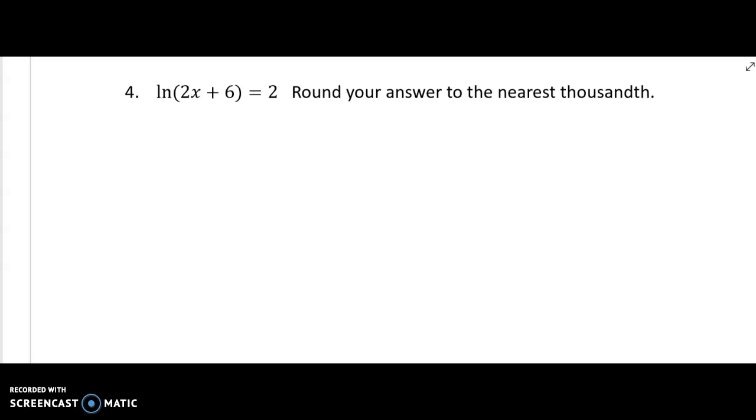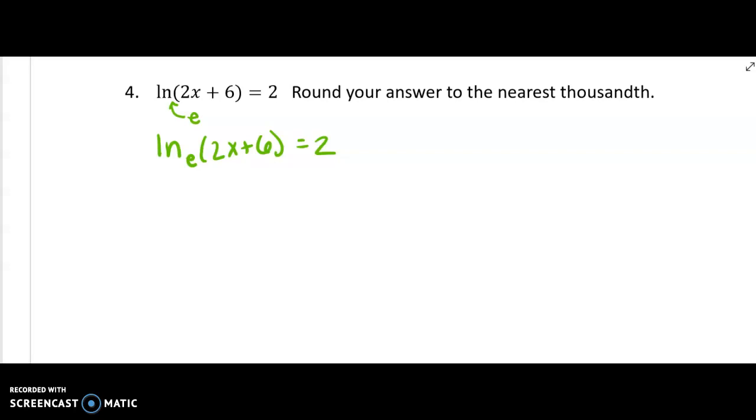Okay, so first thing you should have noticed is that we have natural log of 2x plus 6 equals 2. Okay, so whenever we have natural log, remember the assumed base is e. So what you can do is you can rewrite this as natural log base e of 2x plus 6 equals 2. If you need that step, that's great. If you don't, that's fine as well. I am not expecting you to write that down.